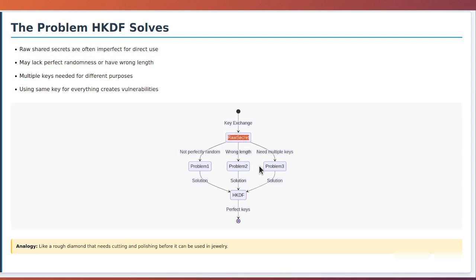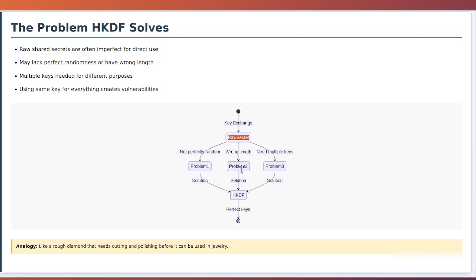Why? Because that shared secret might not have perfect randomness, it might be the wrong length for your encryption algorithm, or it might have some mathematical properties that make it weak. It is like having a rough diamond that needs to be cut and polished before it can be used in jewelry. Furthermore, you actually need multiple keys.